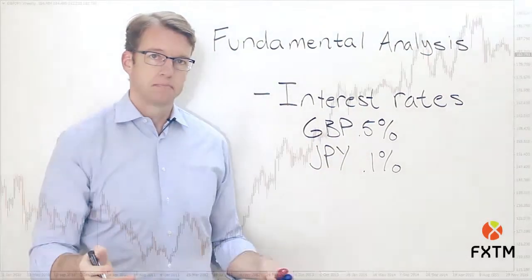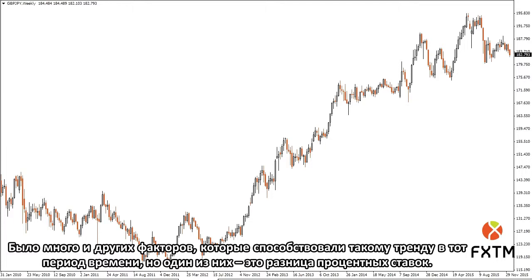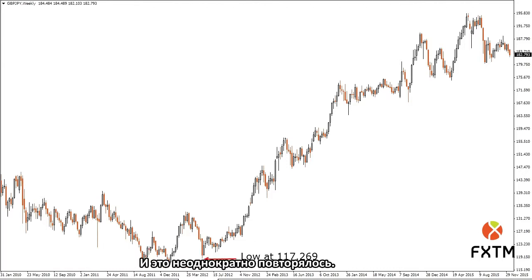that period of time. Now, as you can see, the pound to the yen, it did certainly trend in favor of the pound. There were likely many factors that were driving this at the time, but one of them was this interest rate differential. And this is something that has reoccurred time after time.